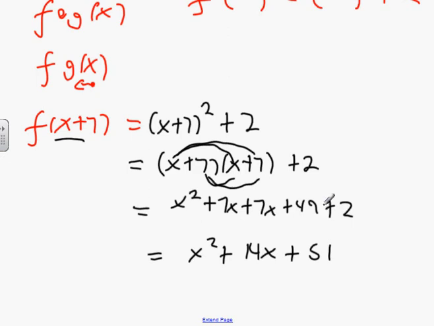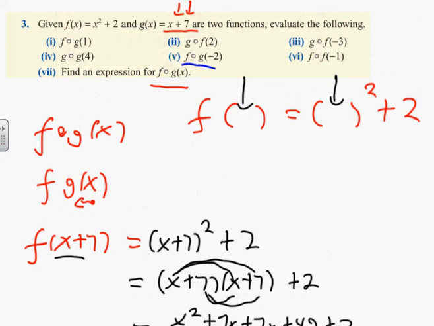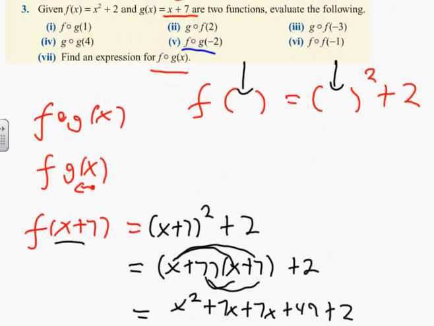Now, have I already done it? Sorry? Do you have to solve it or just? Do I have to solve it? No, it doesn't say solve. It just says find an expression.